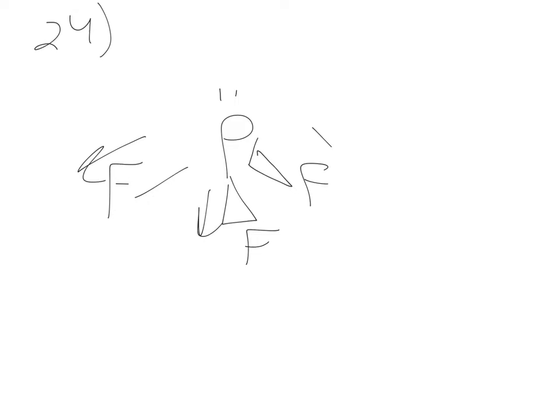Phosphorus trifluoride, fluorine, wedge, anti-wedge. There. So the fluorines are still stronger than phosphorus, and they will pull this way. Remember, phosphorus is below nitrogen. Phosphorus should have less electronegativity than nitrogen.